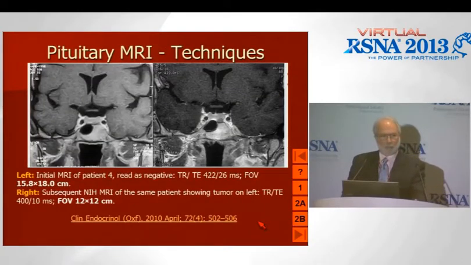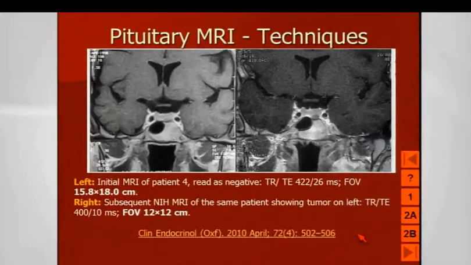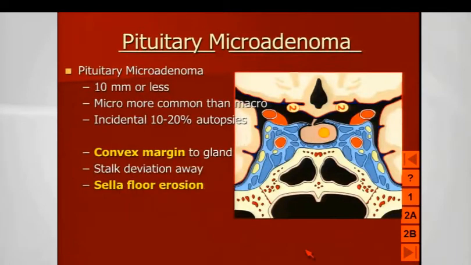So I want to show you a couple of examples of how we use our imaging. We can do dynamic imaging, taking images every few seconds, but we'll see that the tumor here enhances at a slower rate than does the normal gland. And it's important to remember the classic signs for pituitary microadenoma are deviation of the stalk, upward bulging and downward bulging of the pituitary gland. That's what we look for.